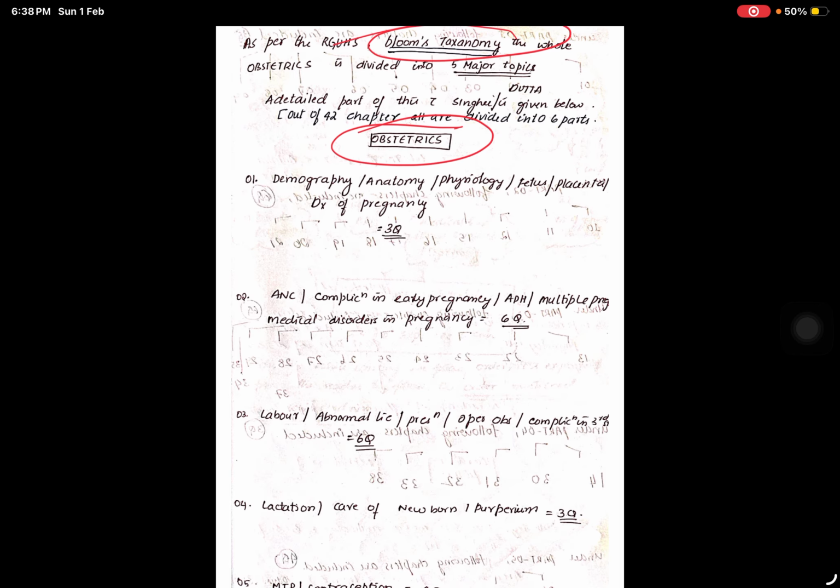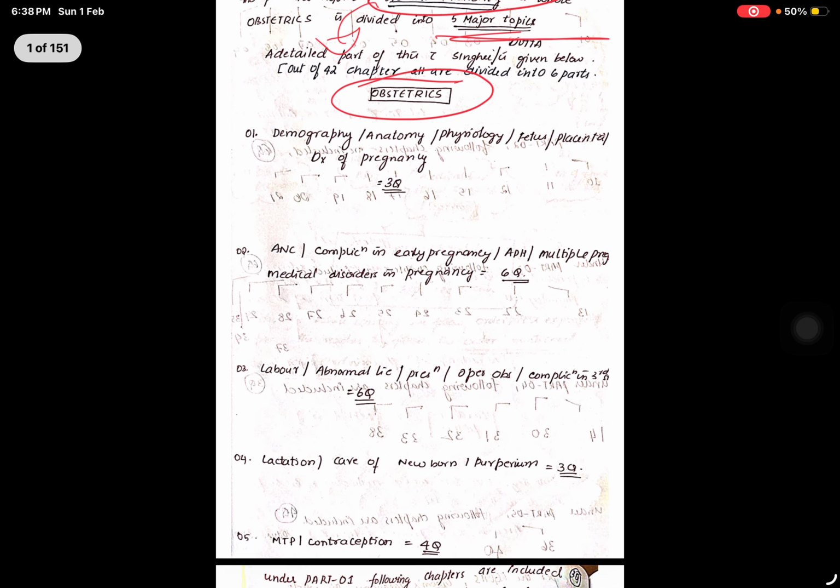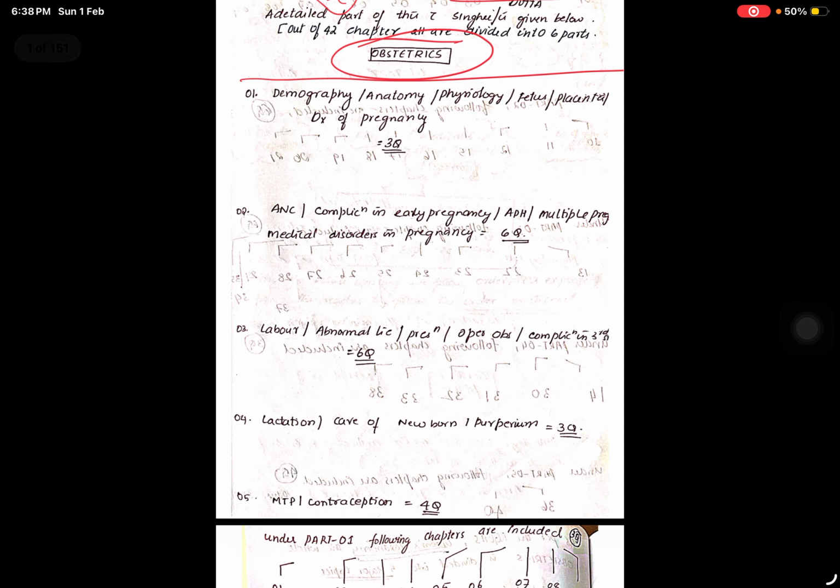We'll see what Bloom's taxonomy is, and these are the major 5 topics. The proper explanation of Bloom's taxonomy is already there in one of the videos which I have explained on the same channel. You can go and watch it, related to Gynaec. So okay, this is what is given by the university.